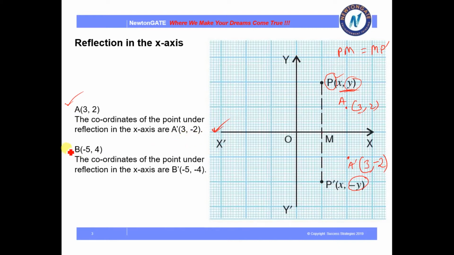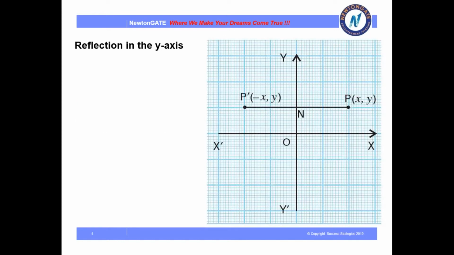Similarly, if there is a point B that is minus 5, 4. Let's say the point is here, minus 5, 4, and this is B. This distance needs to remain the same. So the point B dash after reflection has the abscissa remaining the same, so minus 5, minus 4. So this is how the point changes after reflection in the x-axis. The abscissa remains the same and the ordinate changes.